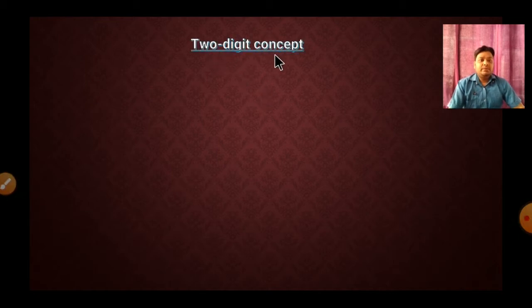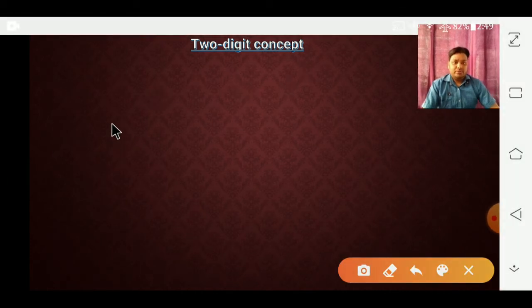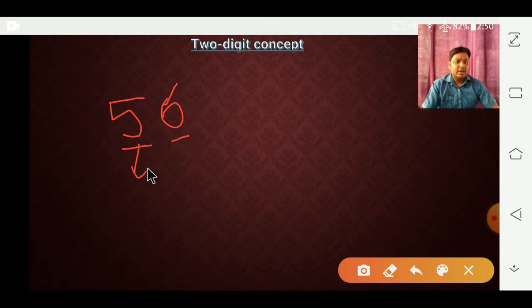At first we will discuss the two-digit concept. If the word problem is based on the two-digit concept, then what will we do? In the previous class, I already explained how to express any two-digit number. For example, if you take the two-digit number 56, it means 5 is at the tens digit and 6 is at the unit digit.